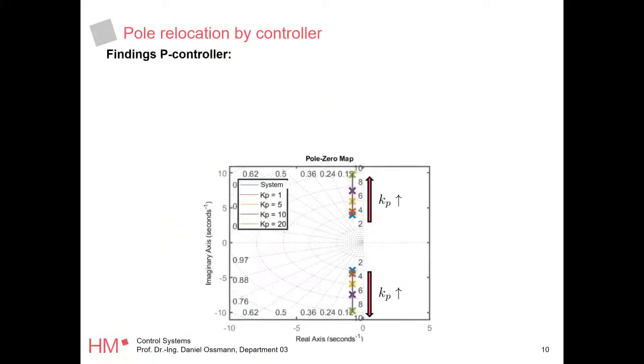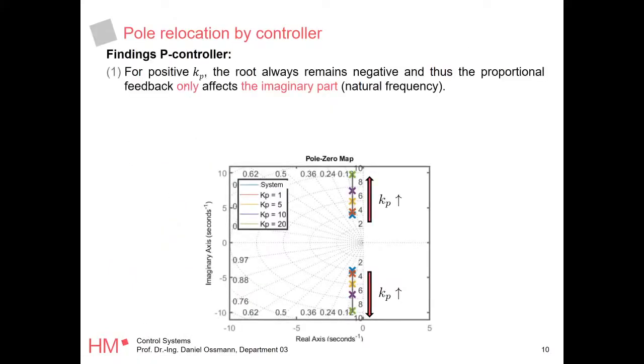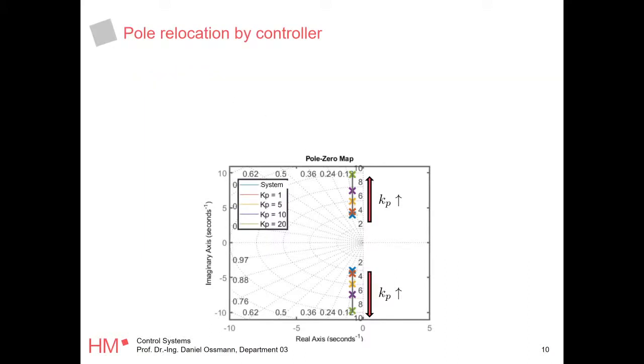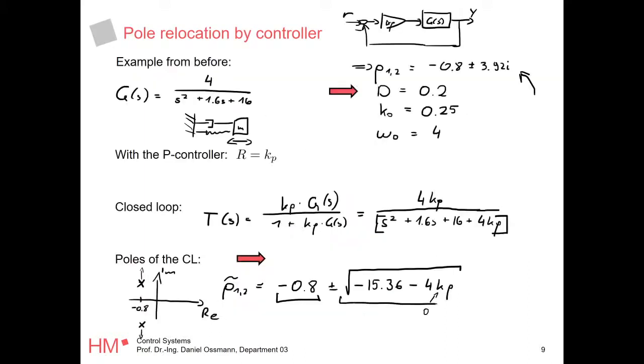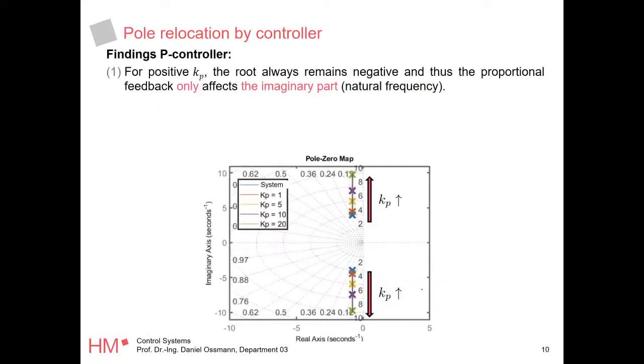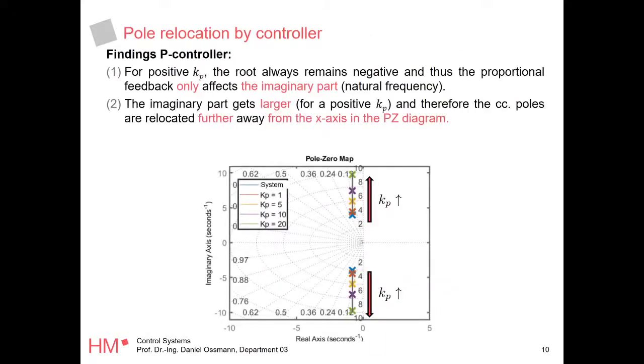Now I've written it down. For positive Kp, the root always remains negative, right? And thus, the proportional feedback only affects the imaginary part. We are only affecting this part here with Kp. The imaginary part gets larger the larger we make Kp, and the poles thus are further moving outwards. So this is 0.8 here. We are always going to stay at minus 0.8.